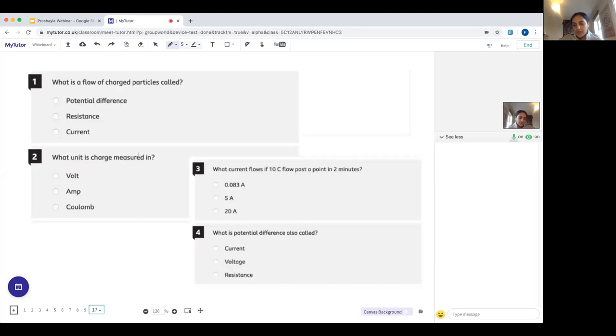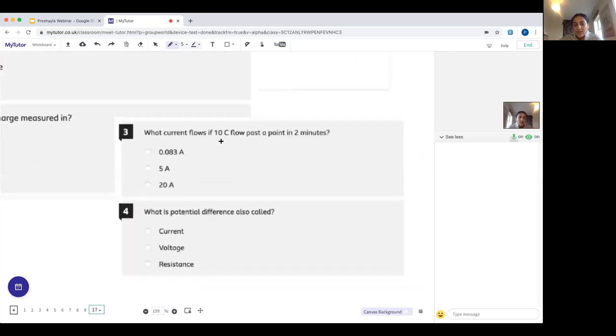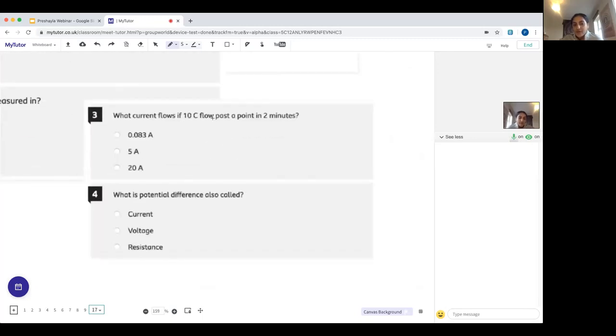Okay, great. I can see loads of you putting the right answers in. Current is the flow of charged particles, and coulomb is what we measure charge in. Okay, now questions 3 and 4. What current flows if 10 coulombs flow past a point in 2 minutes? So you need an equation for this one. And then for question 4, it's just what is potential difference also called?